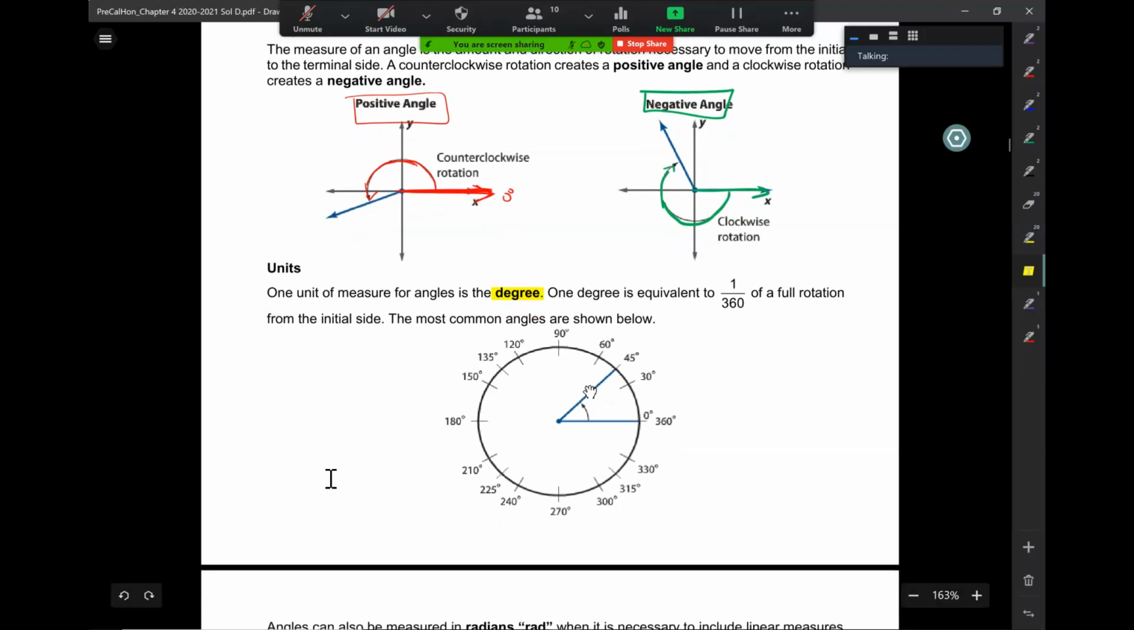Now, if you start on an initial side, and then you go around a full circle and come back, how many degrees have you gone? 360. Absolutely. So 1 degree is defined as 1/360th of a full rotation.